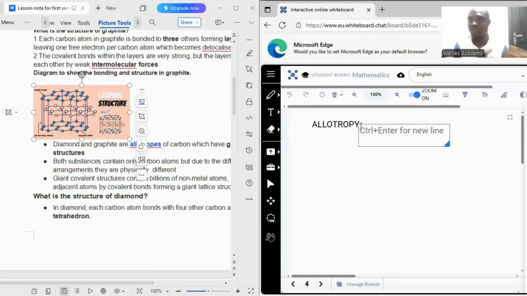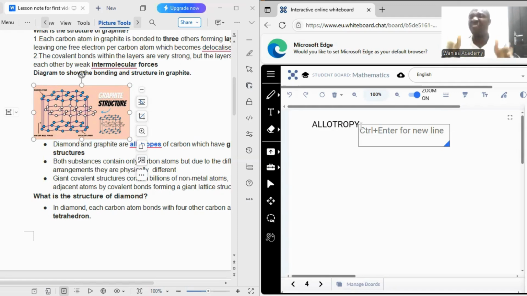Then another property of graphite is that graphite is a very good conductor of electricity. This arises from the fact that not all the 4 valence electrons of each carbon atom in graphite are used in bond formation. Out of the 4 valence, or outermost, electrons in each carbon atom of graphite, only 3 are used in bond formation. So that means for each carbon, we still have 1 free valence electron.